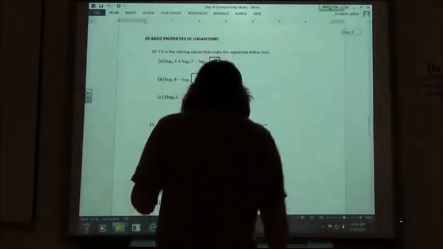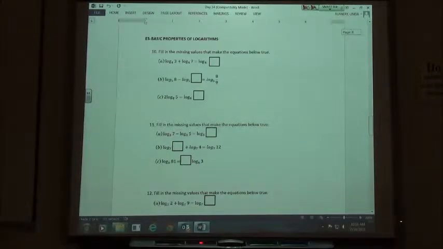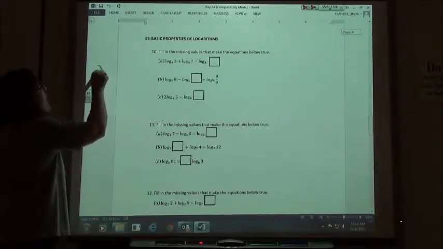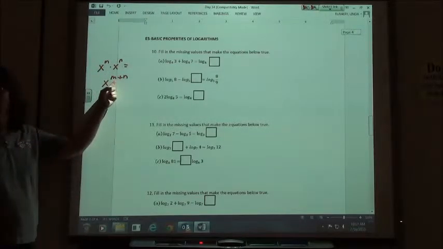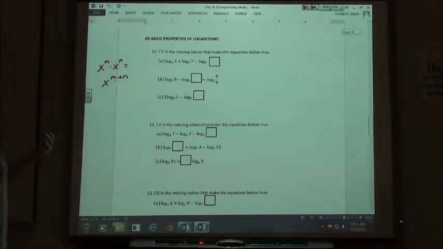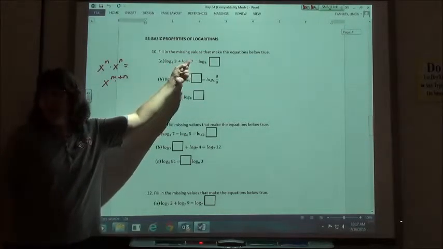Numbers 10, 11, and 12 are doing your rules for logarithms. And since a logarithm is an inverse of an exponential function, the rules are kind of opposite. When we multiply x to the m times x to the n, we end up doing x to the m plus n. So when we multiply here, we add our exponents. When we're working with logarithms, if we're adding the logarithms, we're going to multiply our numbers together.